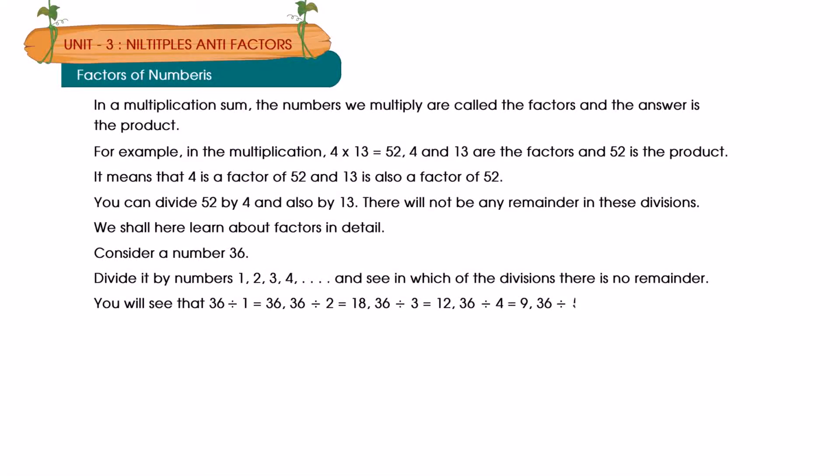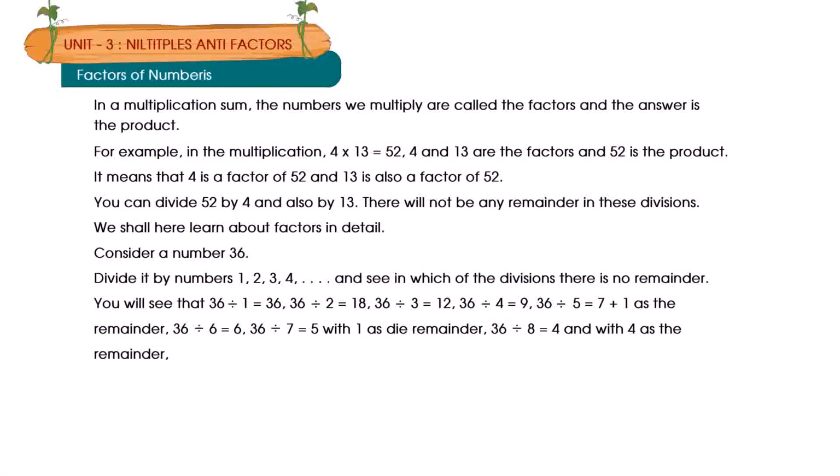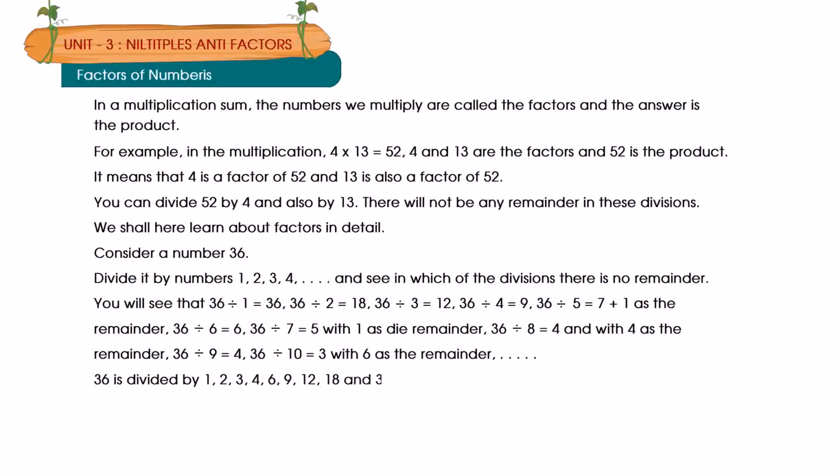36 divided by 5 is equal to 7 with 1 as the remainder. 36 divided by 6 is equal to 6. 36 divided by 7 is equal to 5 with 1 as the remainder. 36 divided by 8 is equal to 4 with 4 as the remainder. 36 divided by 9 is equal to 4. 36 divided by 10 is equal to 3 with 6 as the remainder, and so on. 36 is divided by 1, 2, 3, 4, 6, 9, 12, 18 and 36 without any remainder.